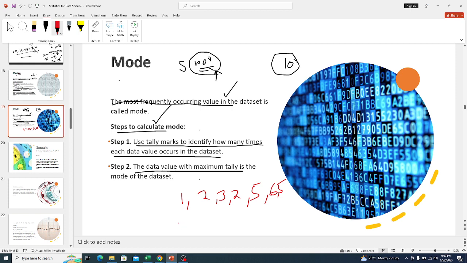Okay, so we have these values: 1, 2, 3, 2, 5, 6, 5. What is our multiple mode in this data set? Someone? I need the multiple mode.